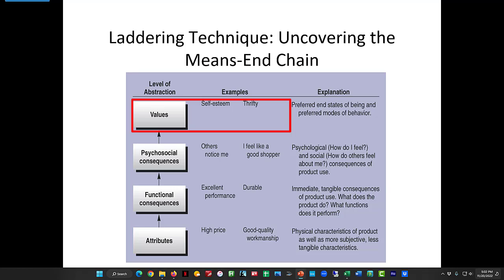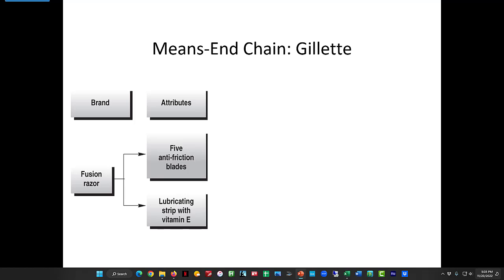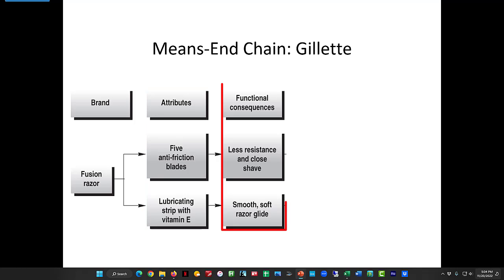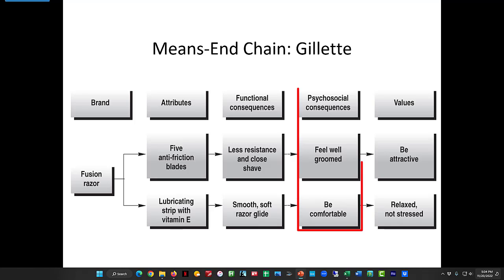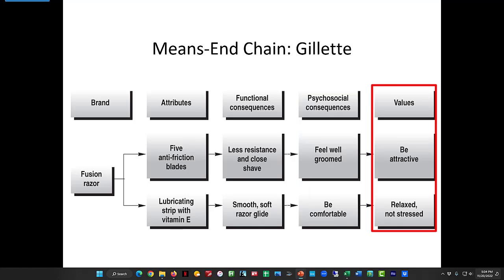Here's an example of a possible means-end chain for a specific product, in this case a Gillette Fusion razor. The product attributes are 5 anti-friction blades and a lubricating strip. These lead to functional consequences of a closer shave and a smoother and softer shave, respectively. The psychosocial consequences are feeling well-groomed and being comfortable, leading to values of being attractive and being relaxed.